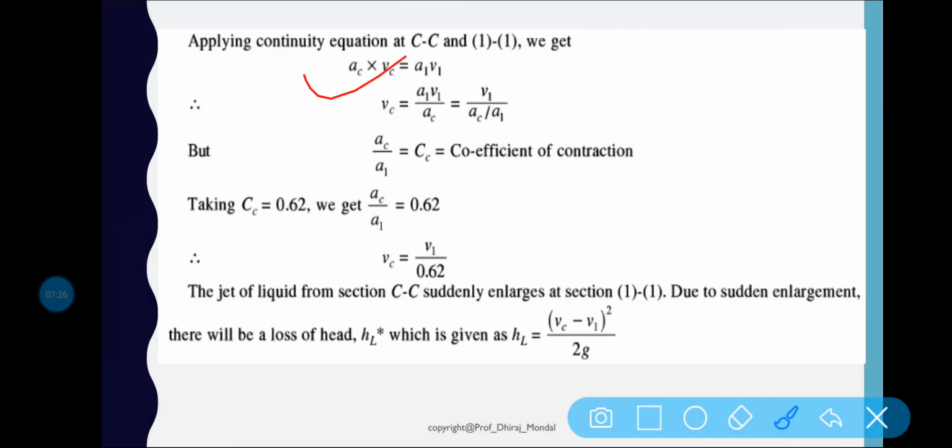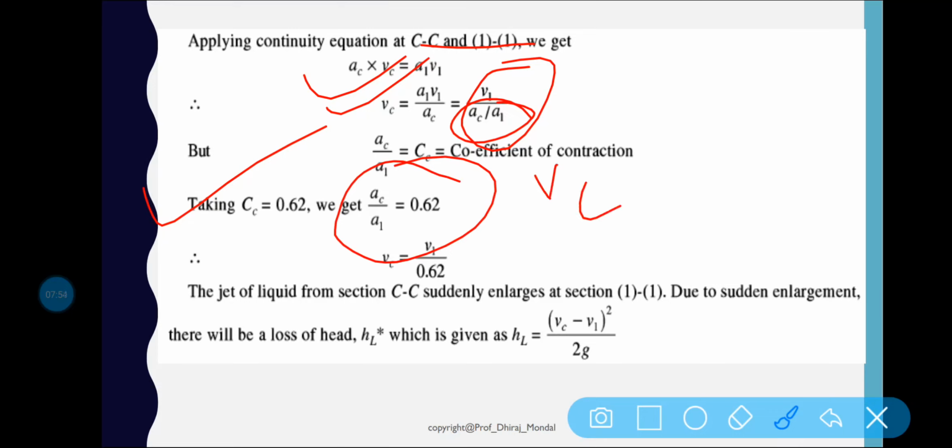So Ac into Vc is equal to A1 into V1 between section 1 and CC. So Vc is equal to V1 A1 by Ac, or it can be written as V1 by Ac by A1, and Ac by A1 is the coefficient of contraction. You can take the coefficient of contraction as 0.62, the standard value. So Ac by A1 is equal to 0.62, and Vc is equal to V1 by 0.62, very important.